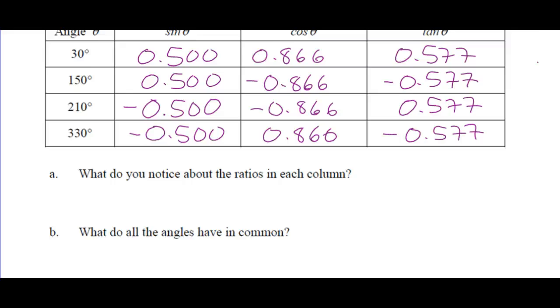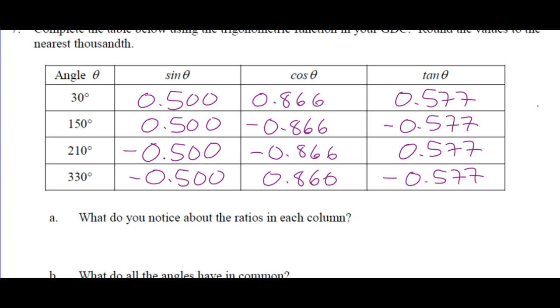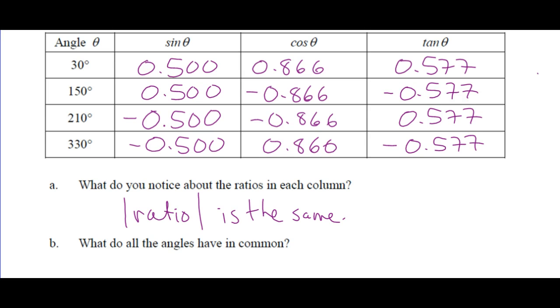Okay? What do you notice about the ratios in each column? These are the same number, but they might have different signs. So what are we going to say? We're going to say their absolute value is the same. So just say the absolute value of the ratio in a column is the same. In other words, the size or the magnitude of the number, how big the number is, 0.5. That's all the same in a column.